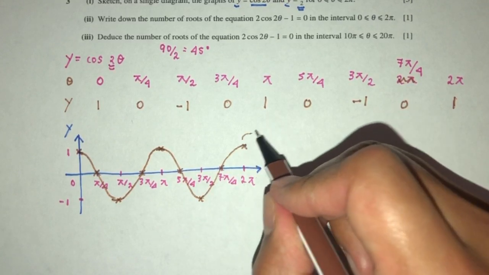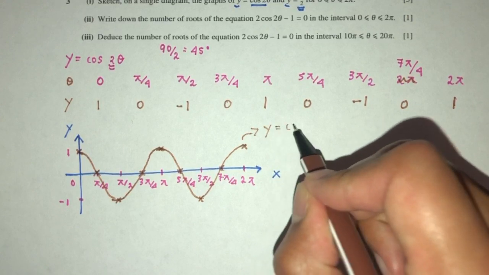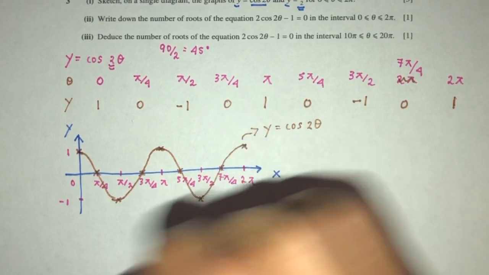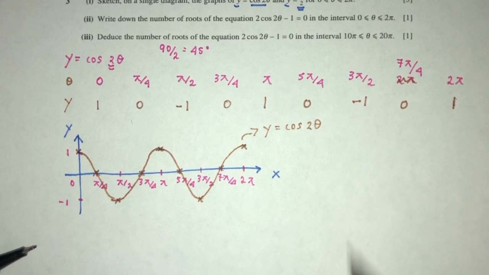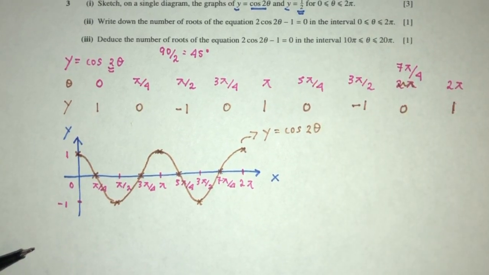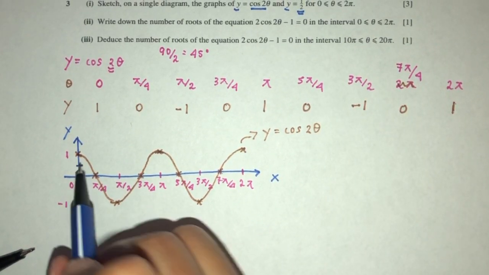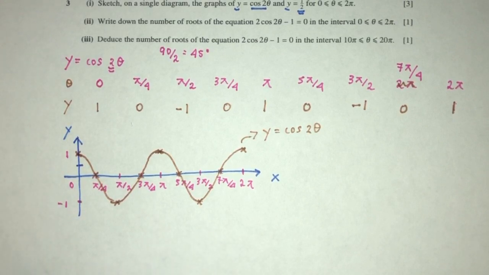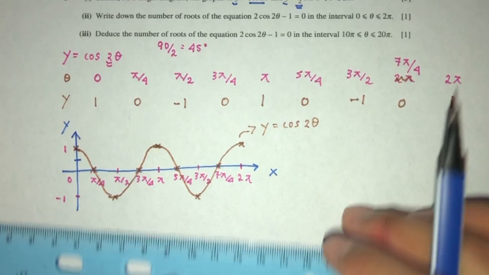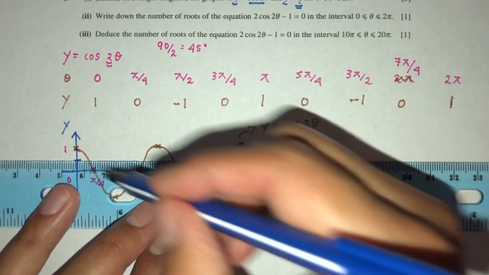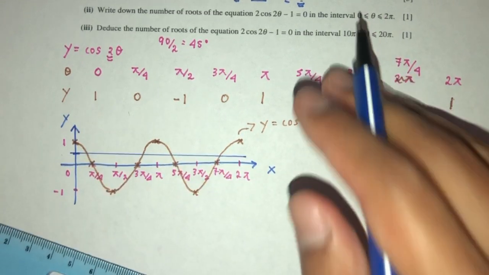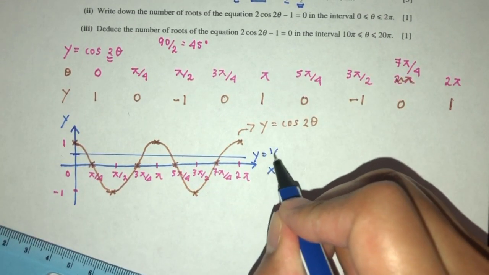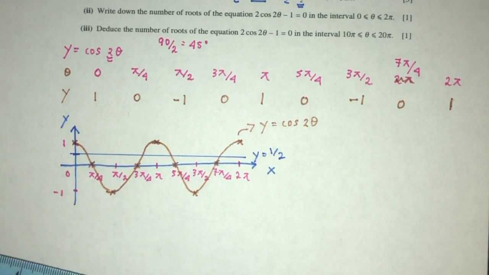At the end, just label your graph as y equal to cos 2 theta. The next step is to draw the other one, which is y equal to half. Pretty easy, half is right here. We understand that y equal to a constant is a horizontal line. We just have to draw a horizontal line. That will be this right here, y is equal to half. That will be part 1 of your question.